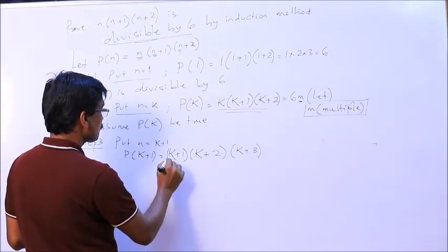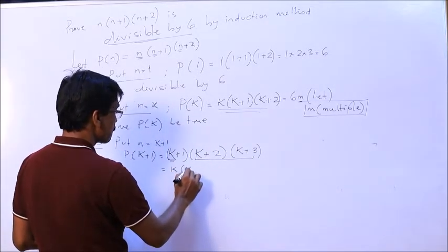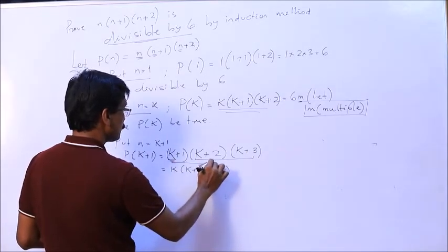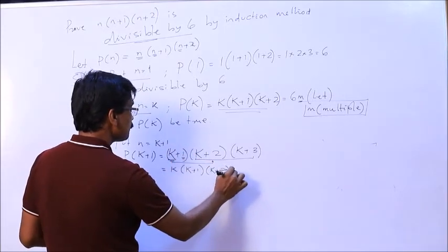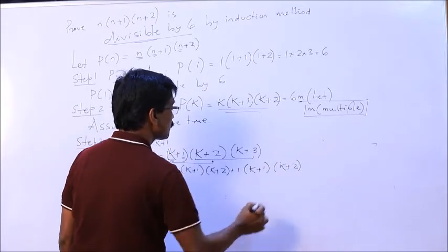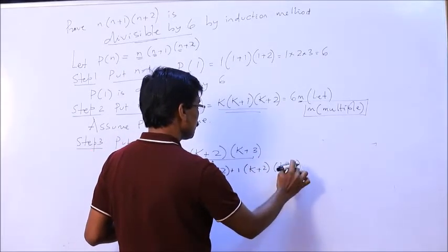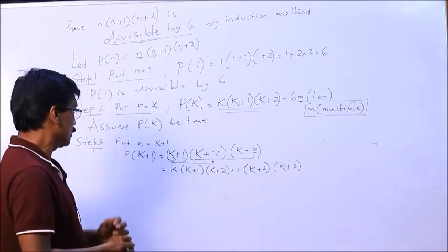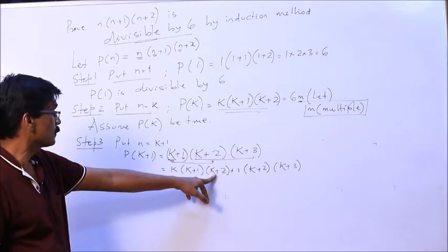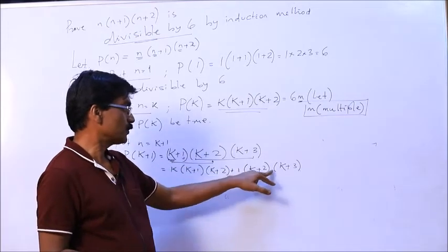So, we can expand into two terms, k into k plus 1 into k plus 2 plus 1 into k plus 1 into k plus 2. So, k into k plus 1 into k plus 2 plus 1 into k plus 1 k plus 2 into k plus 3.